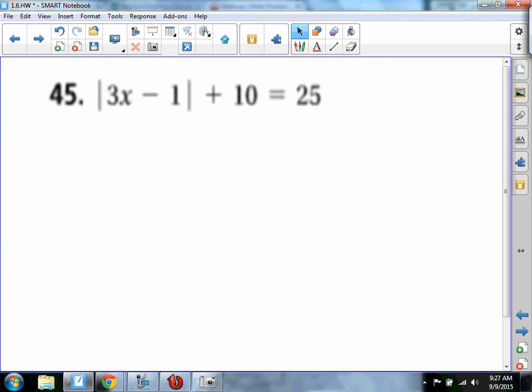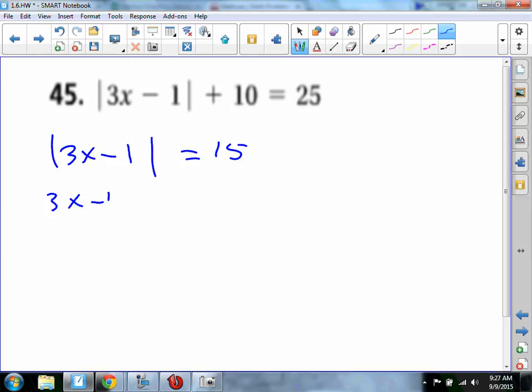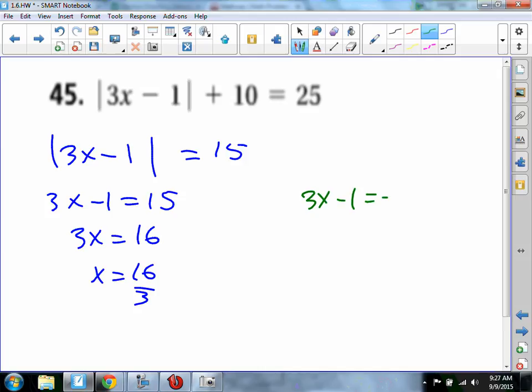45, we're solving 3x minus 1 in absolute value equals 15. So 3x minus 1 is 15. So 3x is 16. X is 16 thirds. 3x minus 1 is negative 15. 3x is negative 14. X is negative 14 thirds.